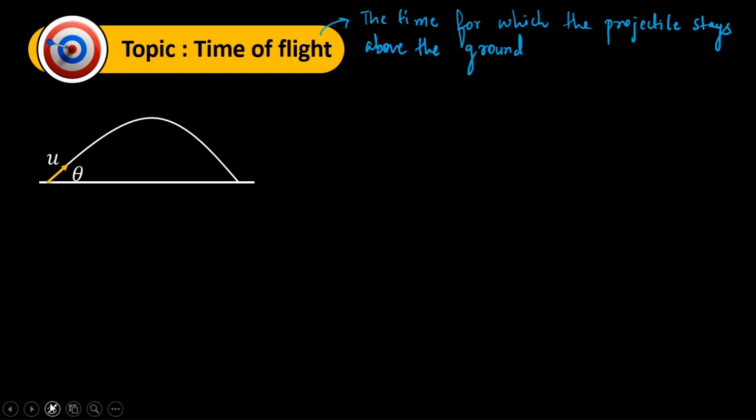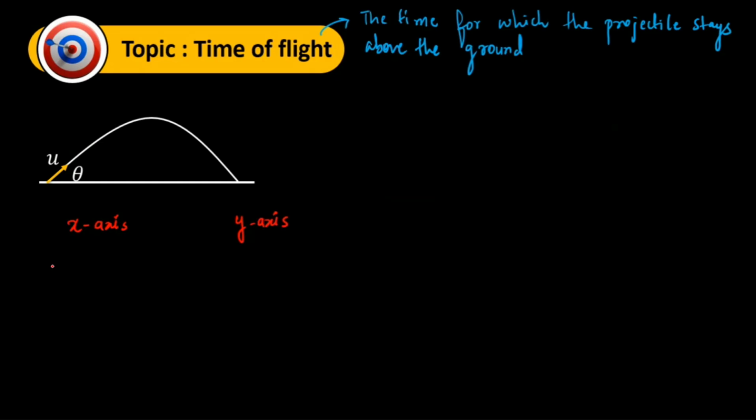In the last class, if you remember, I told you that whenever we are solving projectile motion, we try to solve it in two different axes individually. So we have the x-axis, and similarly we have the y-axis. We solve the motion along both the axes simultaneously.